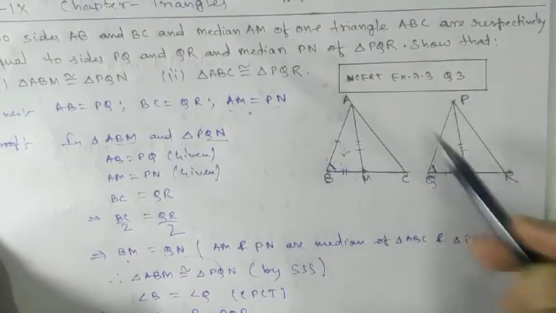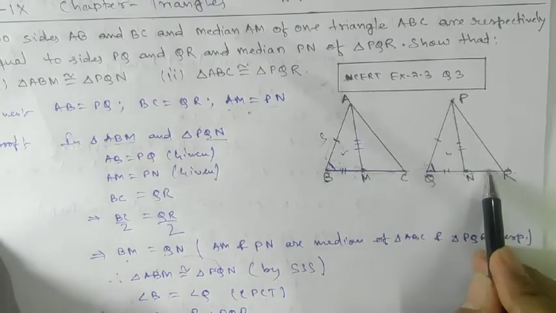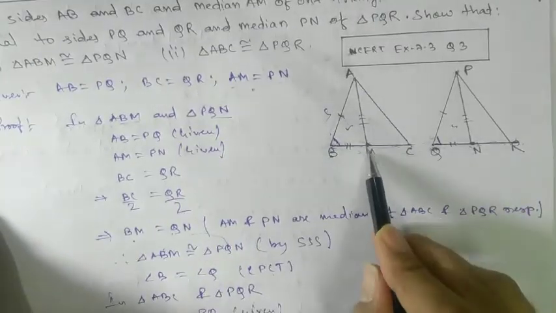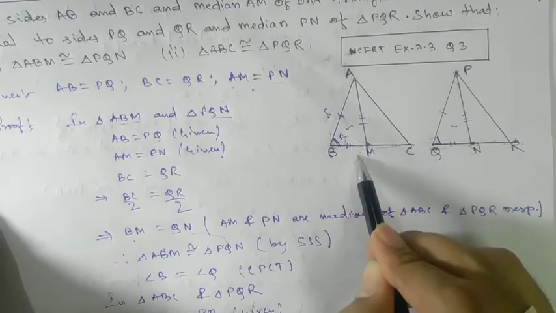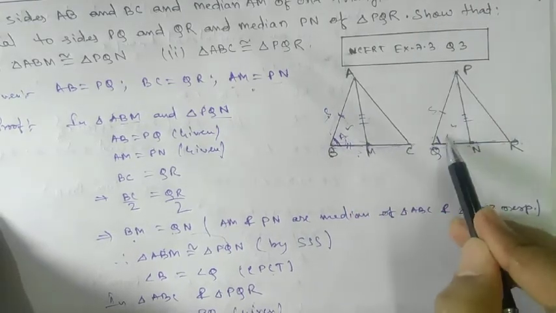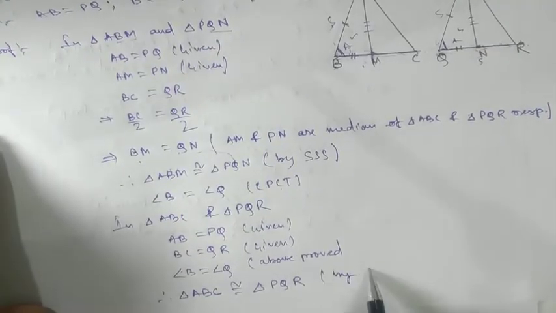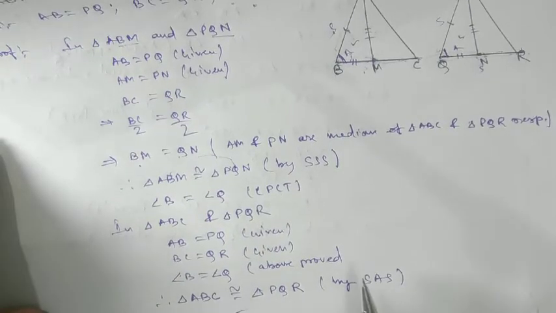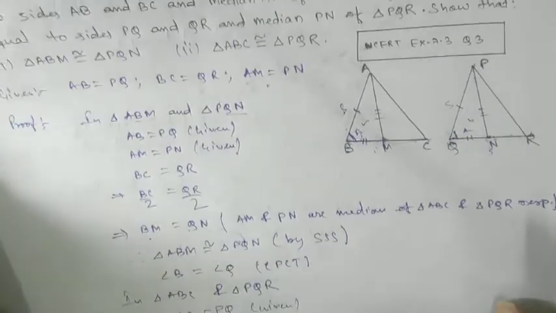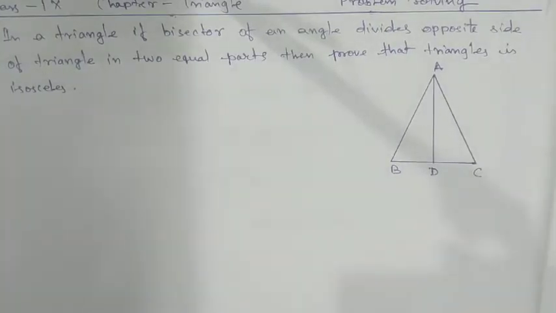AB equals to PQ, S, BC equals to QR, S, and you can see that inside part A, that means SAS. So by SAS criteria, we can say that these two triangles are similar. Okay, one more problem we're going to see.